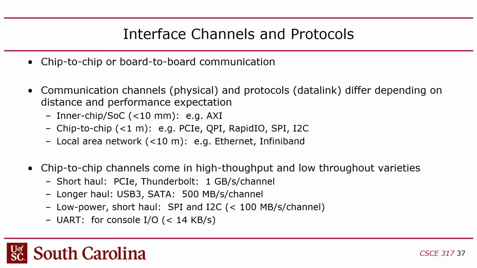So I mentioned inter-chip, chip-to-chip, local area network, and some examples here. With short haul, if you go real expensive, you can get faster. Longer haul systems like USB and SATA are around 500 megabytes per second per channel. And then you have these other ones that are short haul but low speed because they're designed to be cheap. And those are the ones that we're focusing on, the Arduino-based stuff.